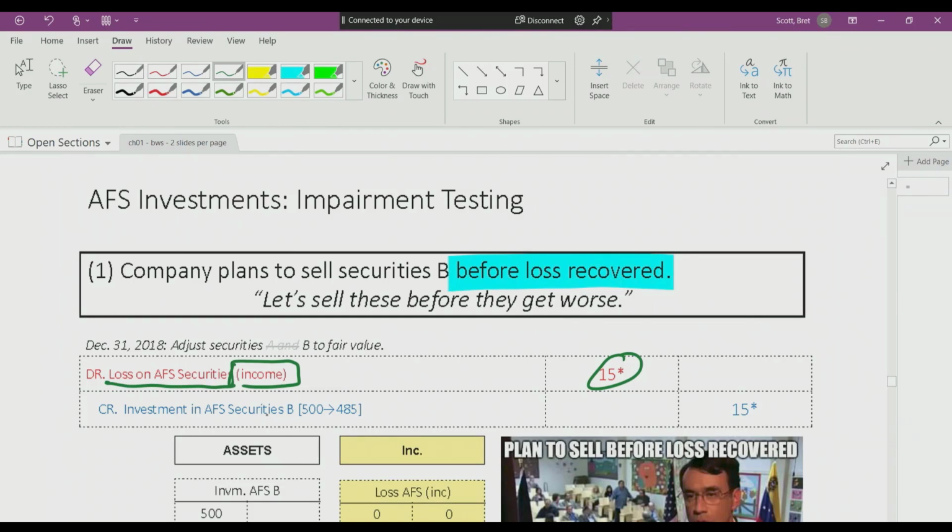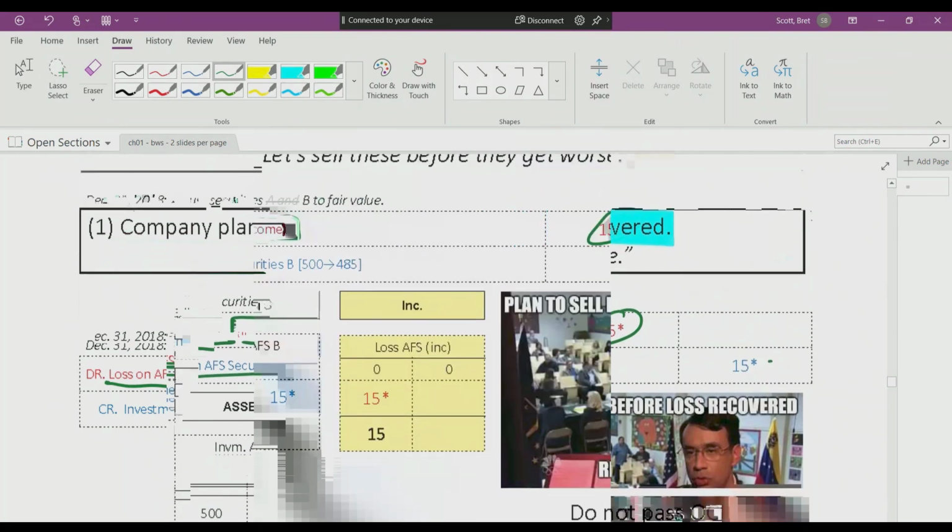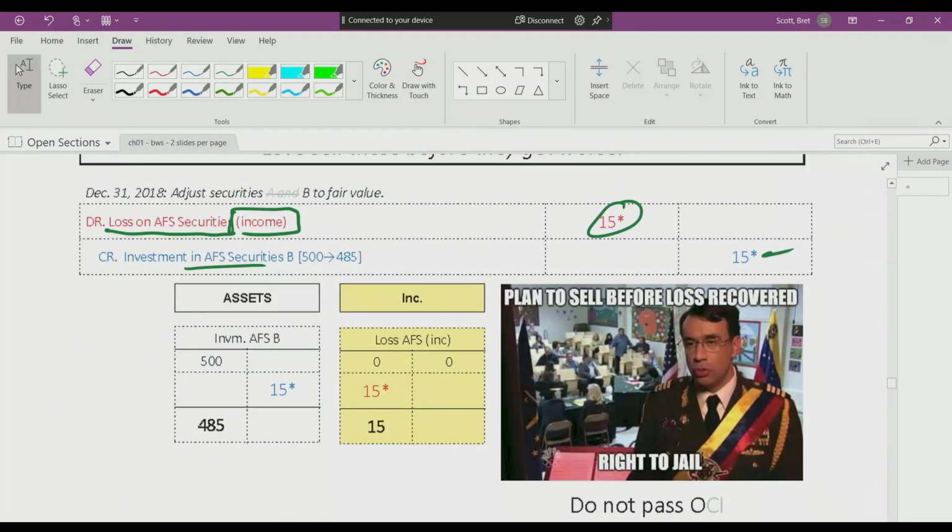Then credit the investment available for sale securities as we've done before. Okay? So don't pass Go, don't collect $200, go right to jail. That $15,000 decline, you're going to realize that within the next 15 days when you sell it. Put it right into income. That's where it belongs. Okay?